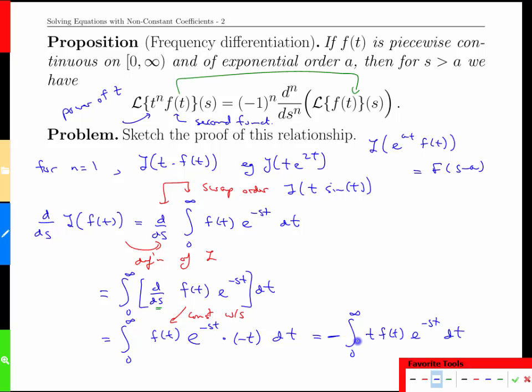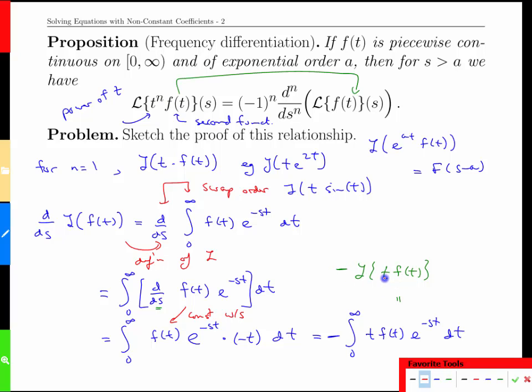And as soon as we do that, well, this is the Laplace transform of t times the original function f of t. And there's a negative sign out front. So what we just showed in reverse is that starting from this side, we end up with a Laplace transform of t times f of t with a negative sign out front.